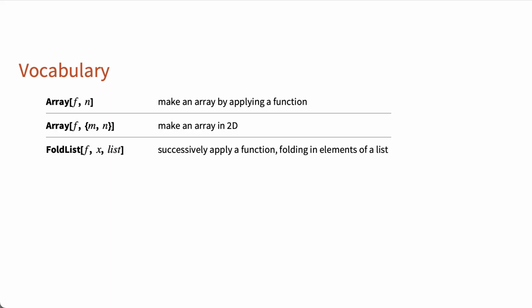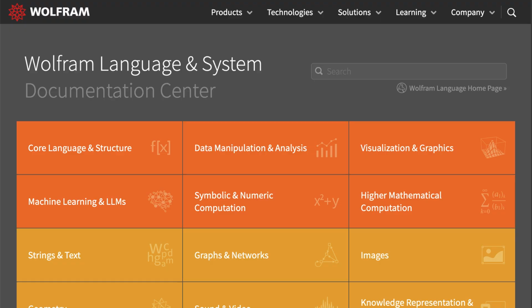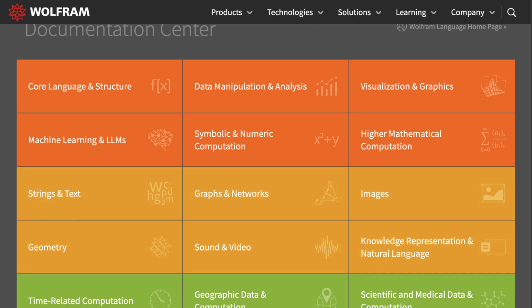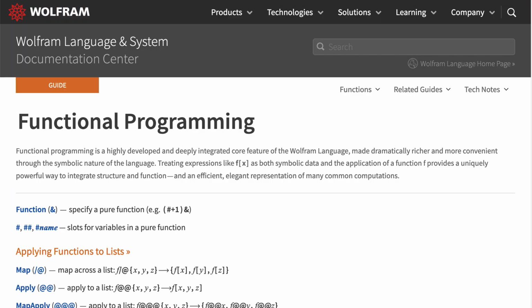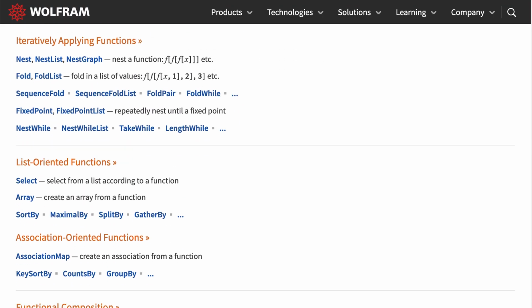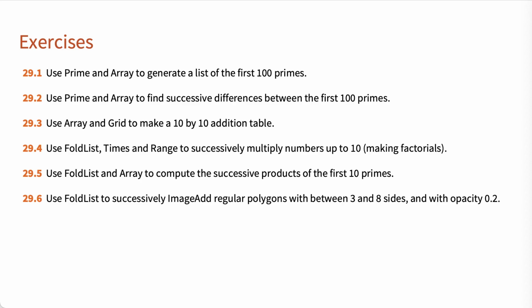You can find more information about the features that came up in this section by going to the Wolfram Language and System Documentation Center, clicking the Core Language Instructor button, and selecting Functional Programming from the menu, which brings up this page, which includes links to information on entering pure functions, links to the fold and fold list functions, and links to the array function and many related functions, several of which will be coming up in the next few sections. Here are the exercises from the end of this section.